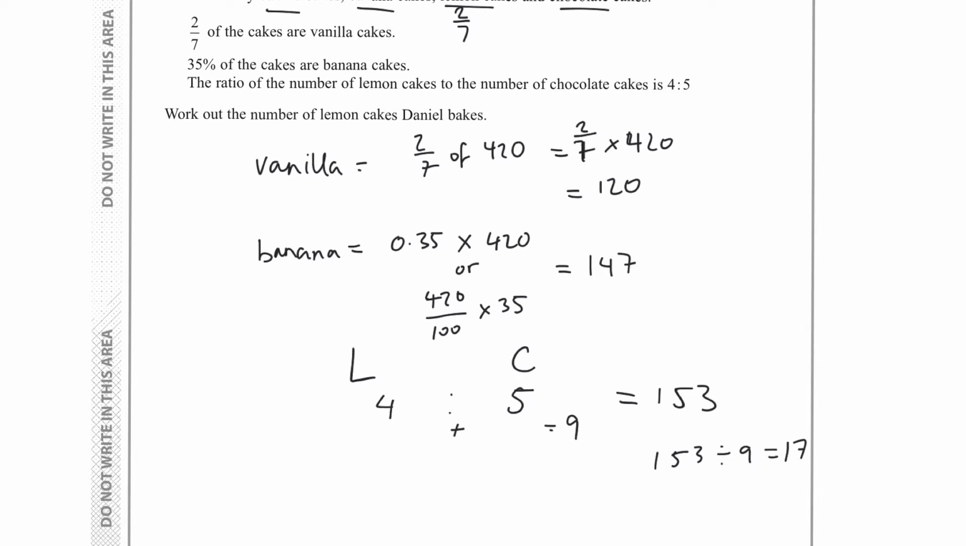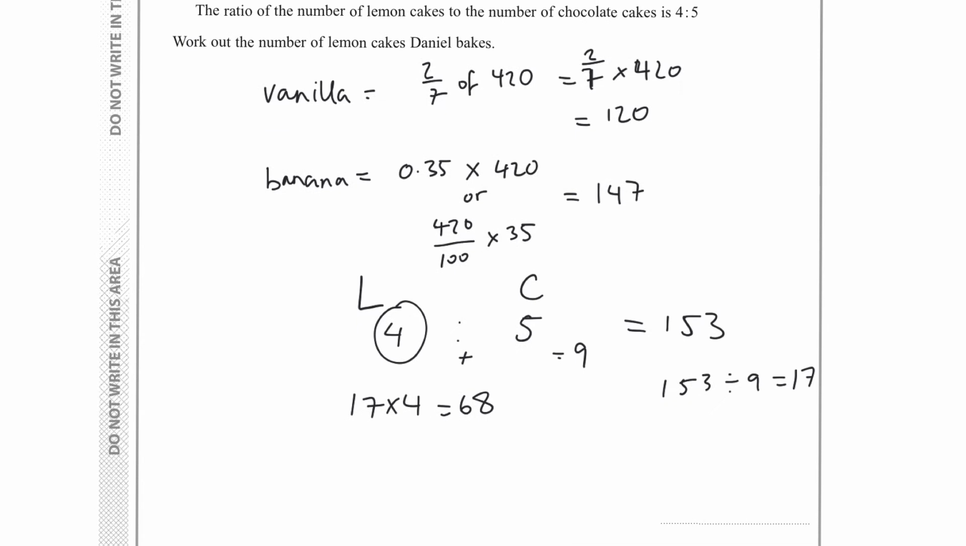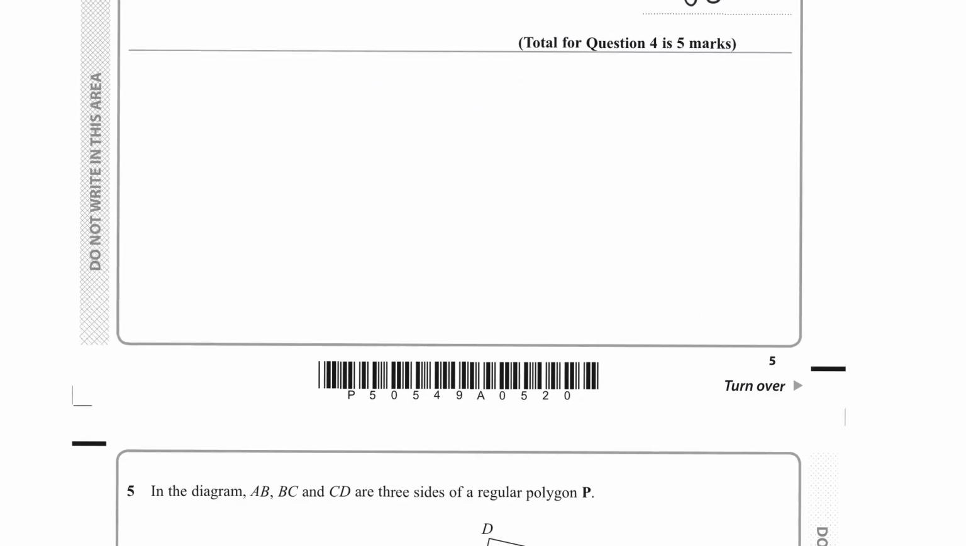So to work out lemon cakes, lemon cake has 4 parts, so you do 17 times 4, which will give you an answer of 68. You don't need to work out the chocolate cake because it's not asking us to. Yeah, it's not asking us to work out the chocolate cake, so you don't need to do that. But if you want to, go ahead. So that final answer is 68.